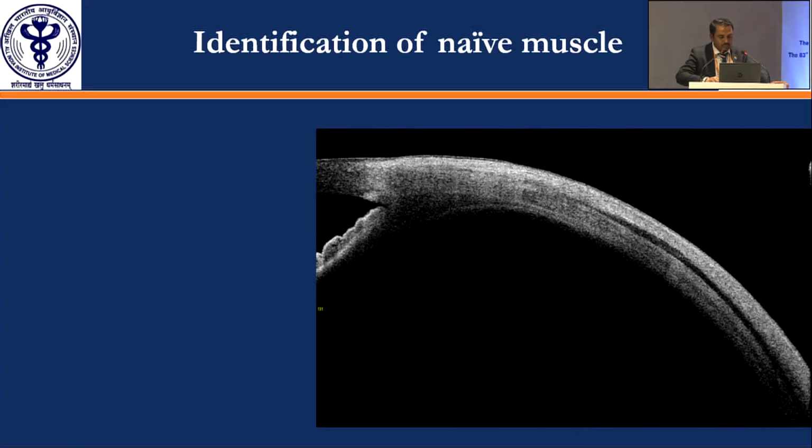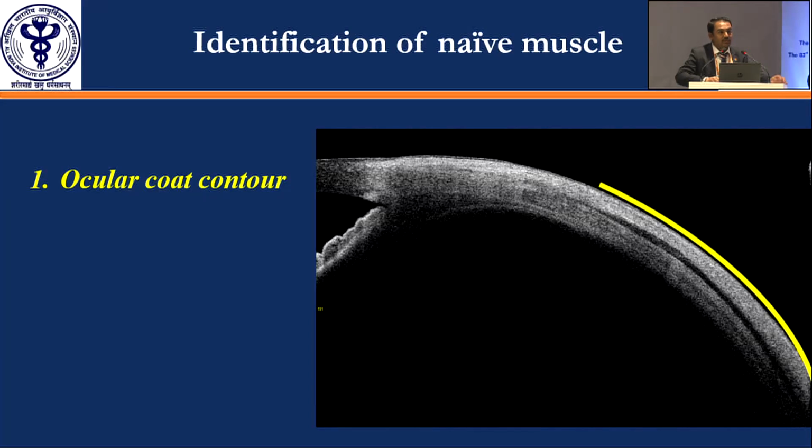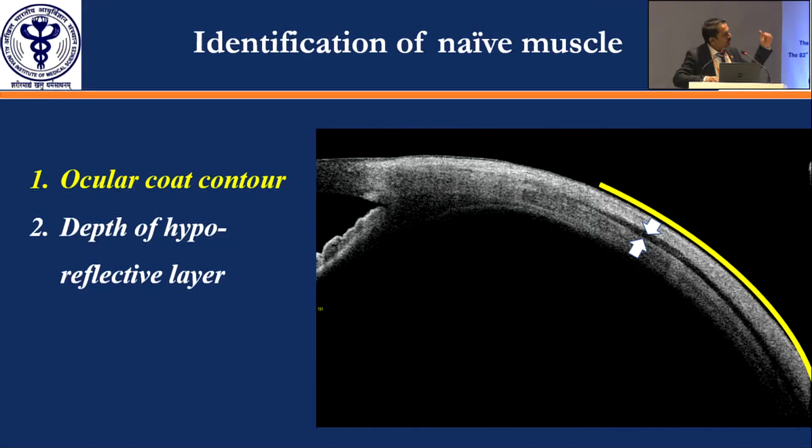We want to follow some fixed findings which can be replicated when you are identifying operated muscles. The ocular coat is very well defined. It's convex, it doesn't have any surface bumpiness, it is not irregular, it doesn't have any scar. So the ocular coat contour should be smooth. That is the first factor to identify an unoperated muscle. Second is, what is the depth of the hyperreflective layer? It is somewhere between 40 to 50% depth from the surface layer. That's how the hyperreflective layer should be visible from the surface. If it is too deep or too superficial, probably that is not muscle.